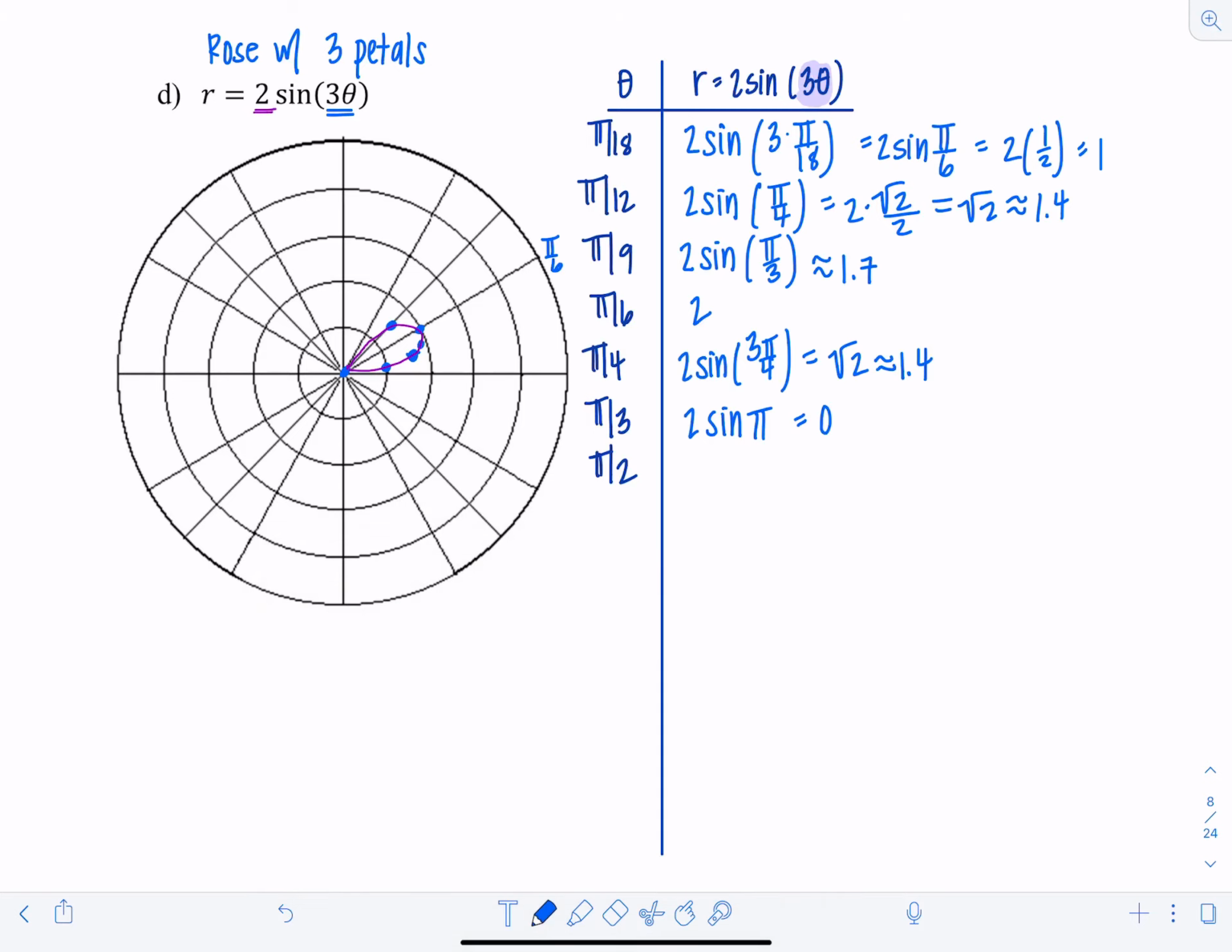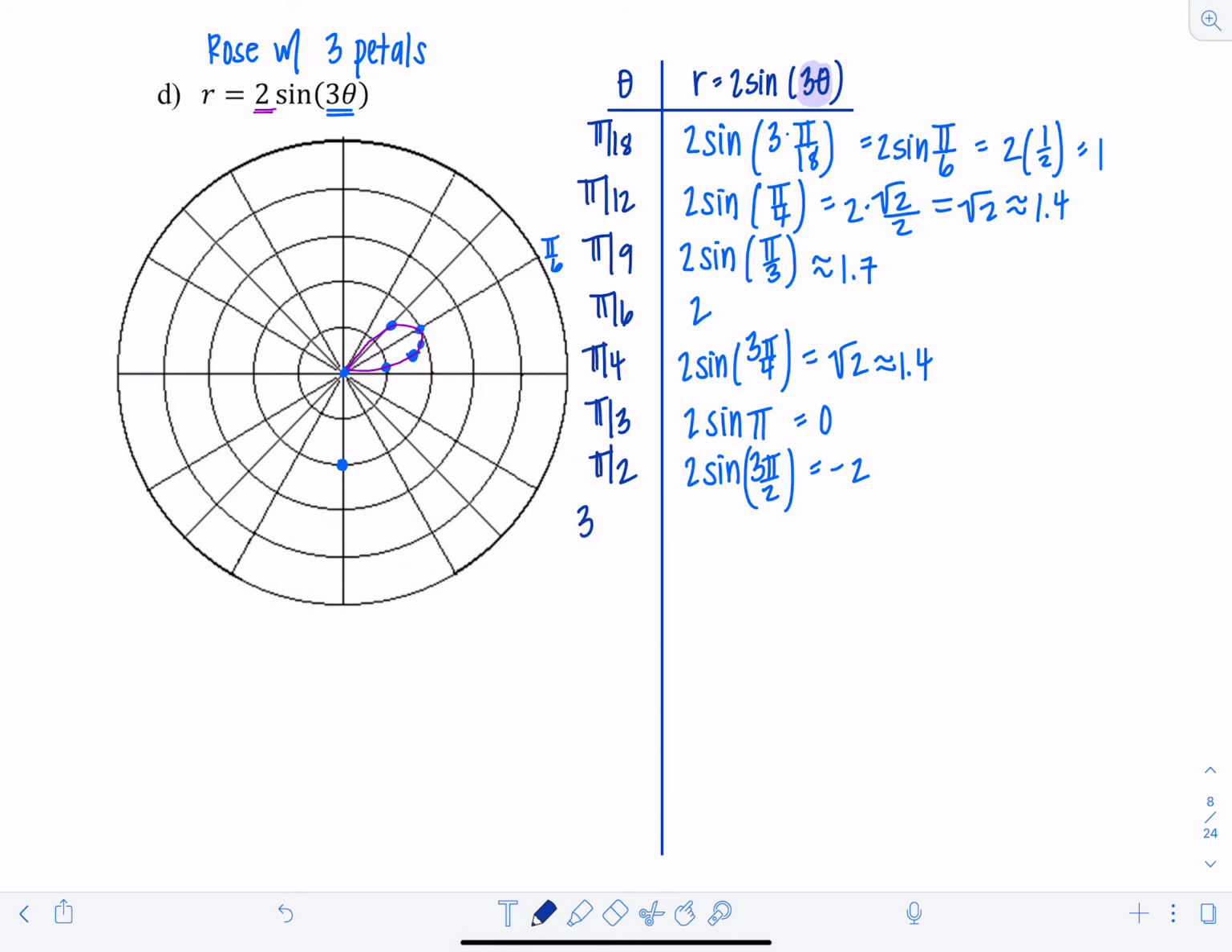So at pi over 2, I'm going to have 2 times sine of 3 pi over 2, which is -1. So this is -2. So at pi over 2, you're going to come over here and plot -2. And I know that's going to be like where the other petal extends. That's going to be the end of the other petal. Okay, I'm going to keep going.